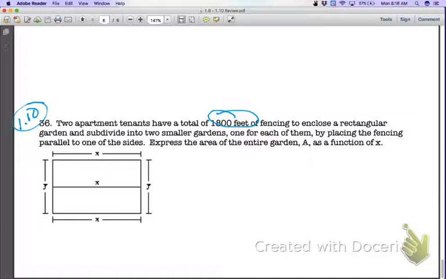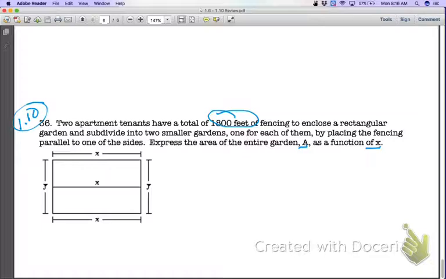One for each of them, then by placing the fence parallel to one of the sides. That really is fairly irrelevant, except for you have the picture. So if we're going to express the area of the entire garden A of X, that means we want to solve it basically for Y, or figure out how we can write Y.